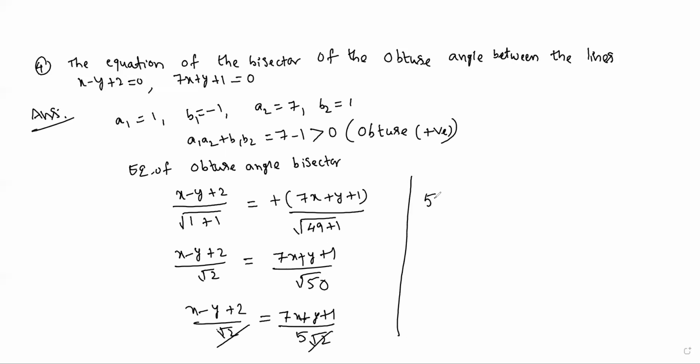Now what will we get? 5x minus 5y plus 10 equal to 7x plus y plus 1. Now send all terms to the right side. 7x minus 5x, that is 2x. y plus 5y becomes 6y. 1 minus 10, that is minus 9, equal to 0. That is the required equation of the obtuse angle bisector. Thank you. Remaining we will discuss in the next session.